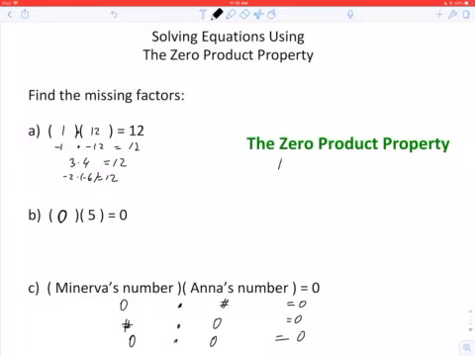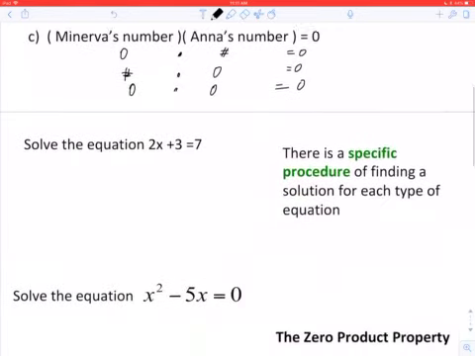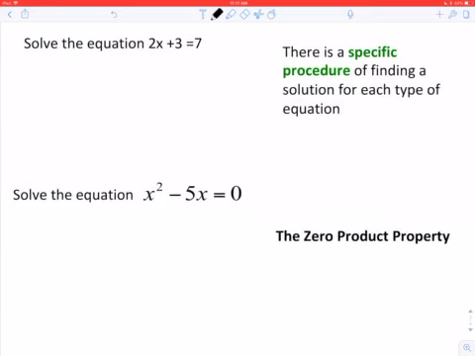So this is called the zero product property. If we have a product, a multiplication that is equal to 0, then one of the numbers has to be 0. So this is called the zero product property.